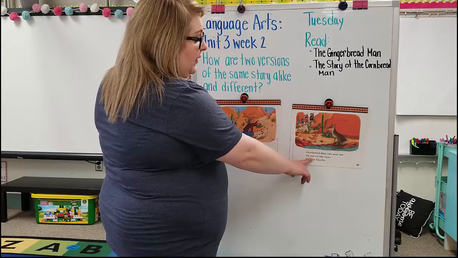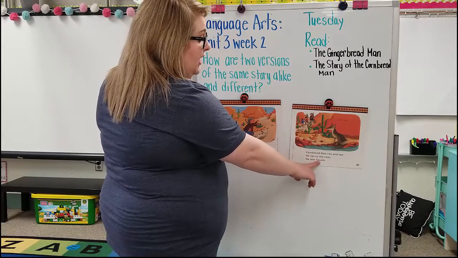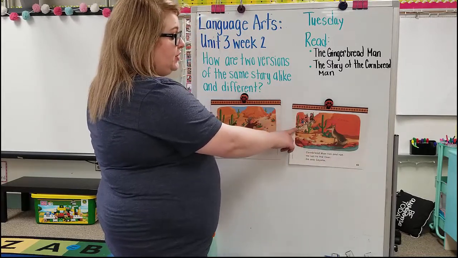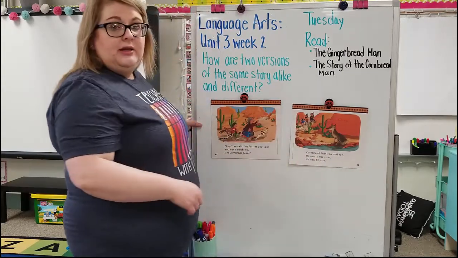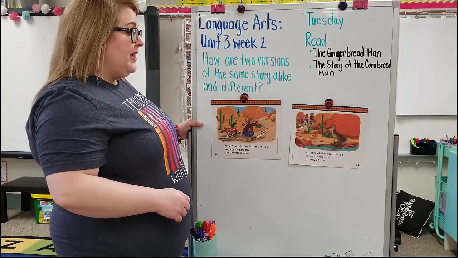Cornbread Man ran and ran. He ran to the river. He saw a coyote. So there's Grandma and the grandchildren and the dog all running after him. And he stops when he sees that coyote. And then what's going to happen next? Let's turn the page and see.